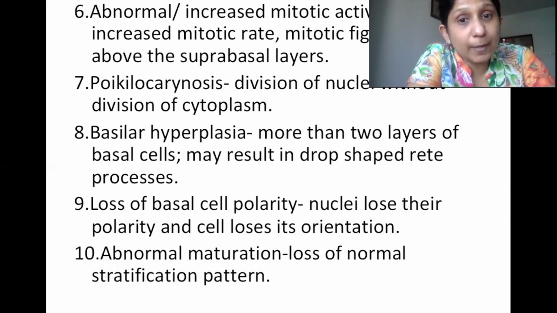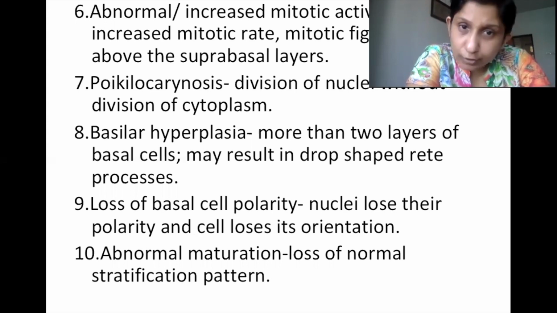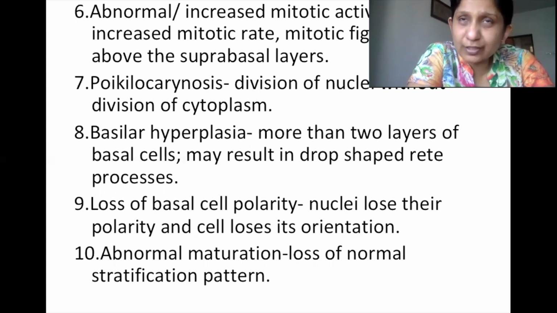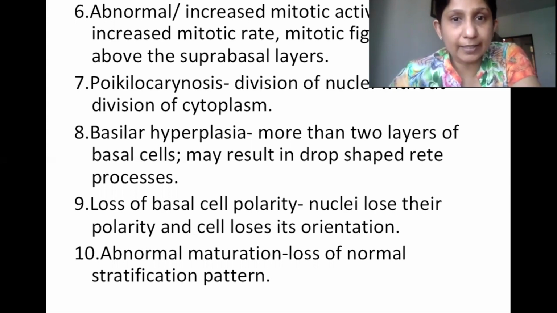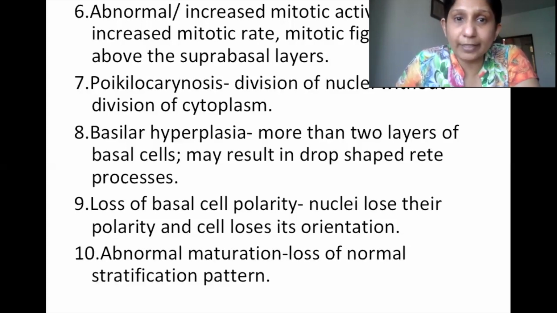Then you can see increased mitotic activity. Suppose you normally find only 10 areas of mitotic activity in a field, but here you are finding 100 areas. That means it is increased mitotic activity. That is also a feature of dysplasia. Then comes polykaryosis. Polykaryosis is kind of a syncytium where the nucleus is divided but the cytoplasm has not divided. So you have a lot of nuclear content very irregularly arranged inside a uniform, single area of cytoplasm with divided nuclei.